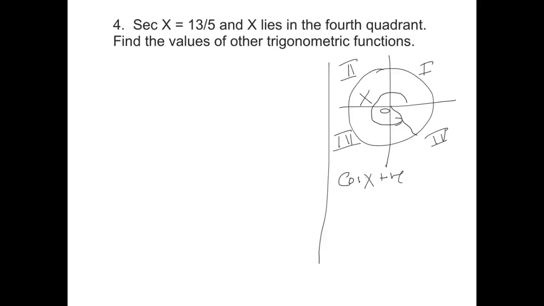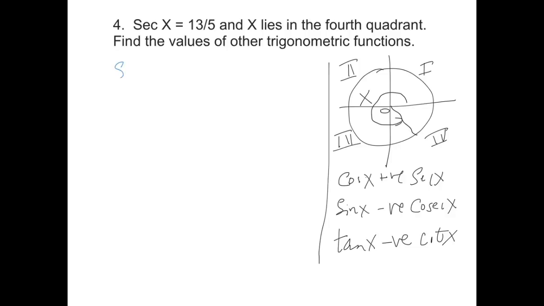Therefore, cos x is positive, and so would be sec x, because sec x is 1 by cos x. And that is also confirmed from the data given in the problem. Sec x is plus 13 by 5. And as we said, sin x would be negative, and therefore so would be cosec x, because cosec x is 1 by sin x. And how about tan x? Now that would be negative, because we know that tan x is sin x by cos x, and sin x is negative and cos x is positive, and therefore even cot x would be negative.